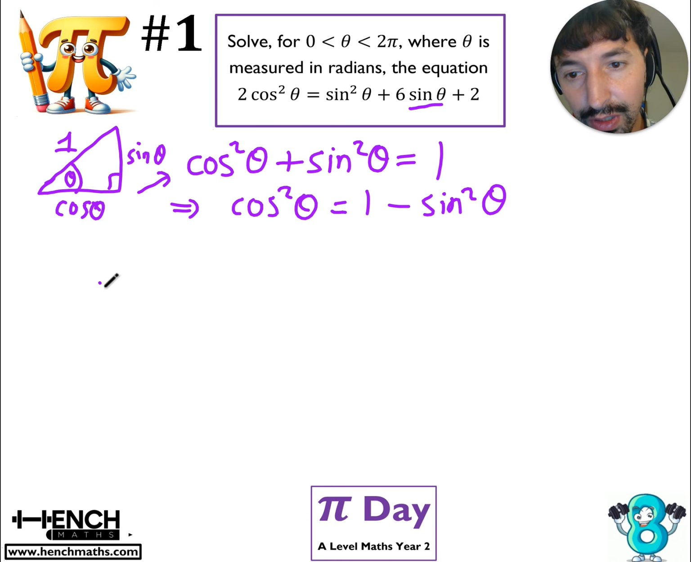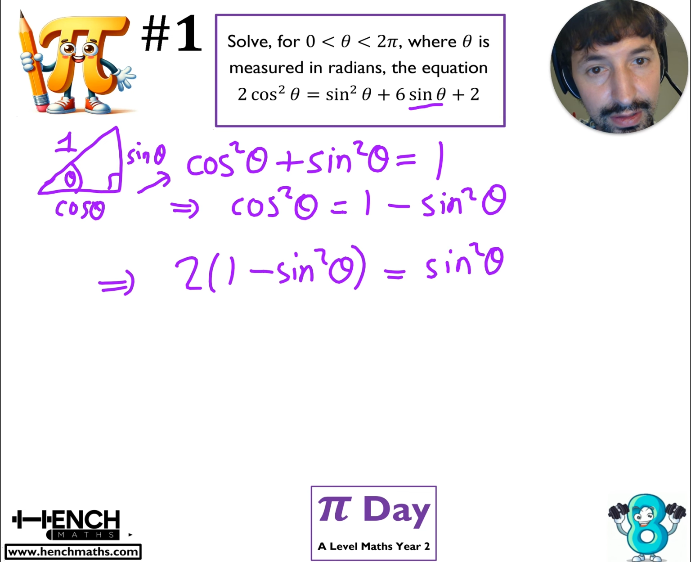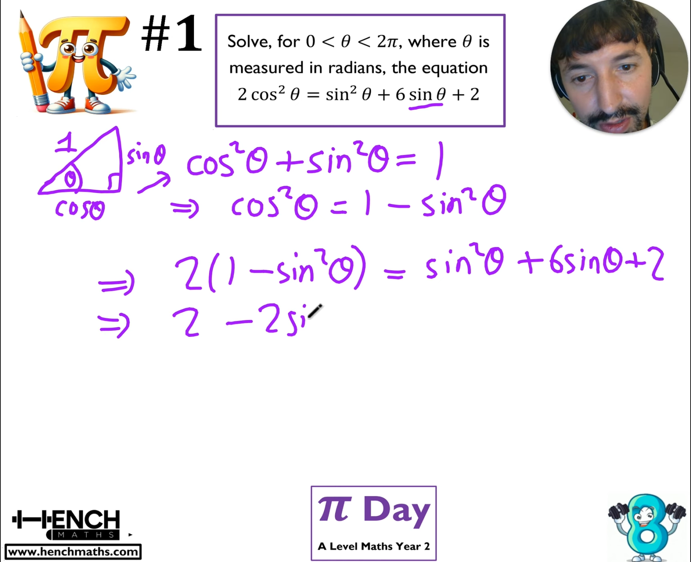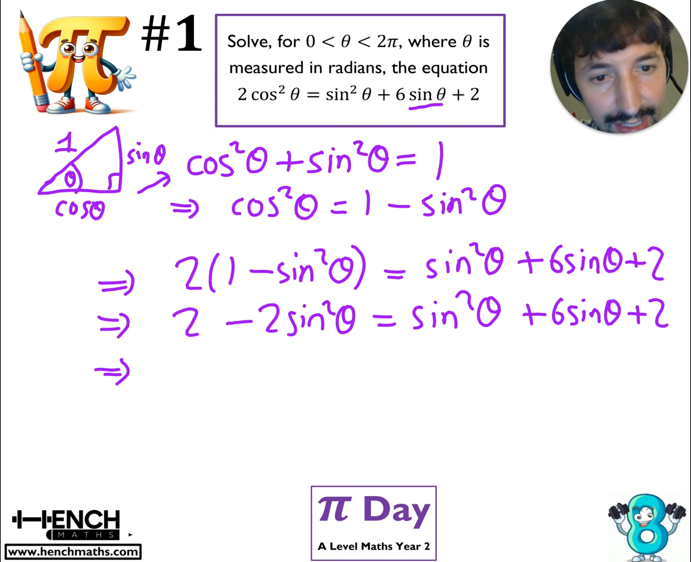So we use brackets. This means that 2 lots of 1 minus sine squared theta is equal to sine squared theta plus 6 sine theta plus 2. So multiply out brackets: 2 minus 2 sine squared theta equals sine squared theta plus 6 sine theta plus 2. So if we bring it all over, make it equal to 0, make it a little quadratic. If I add the 2 sine squared over, and we've got 2 on both sides, so we subtract the 2, that will cancel out.